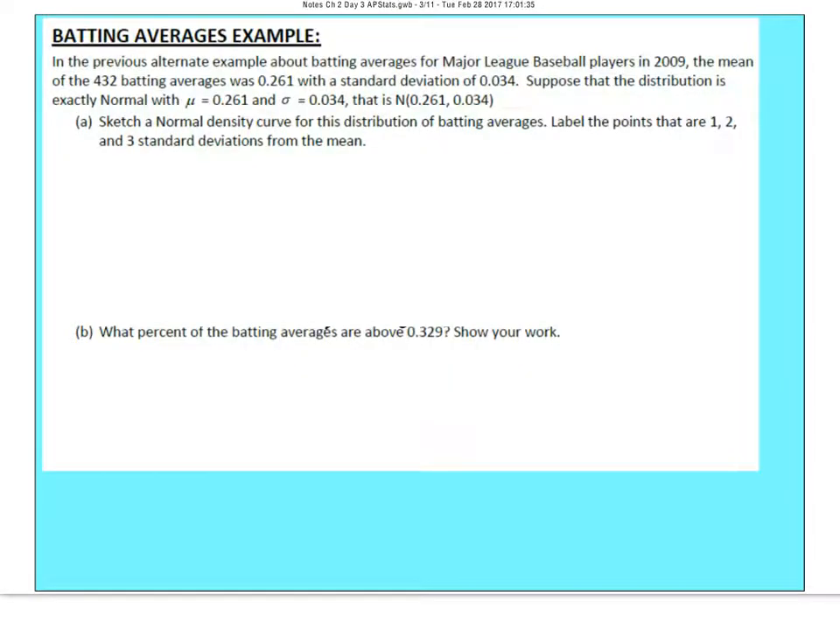Now let's look at this example with the Major League Baseball players in 2009. The mean of 432 batting averages was .261. So on average, that means when a player went up to bat, 26.1% of the time they actually made it with a hit. The standard deviation on that is 0.034.